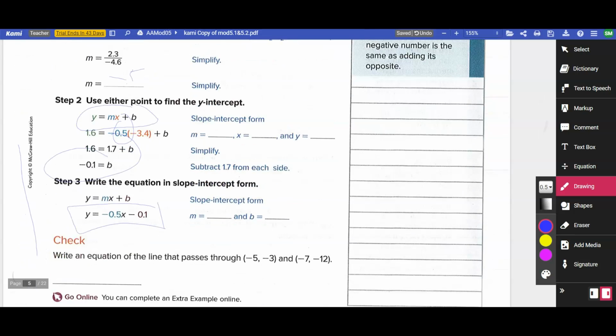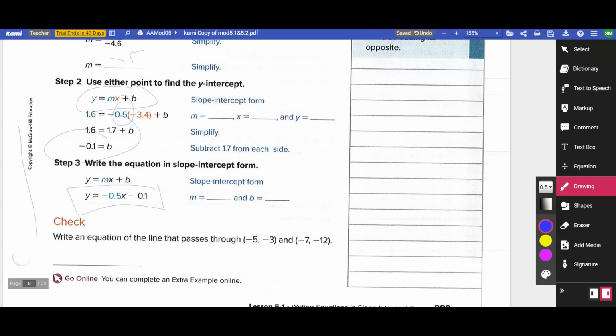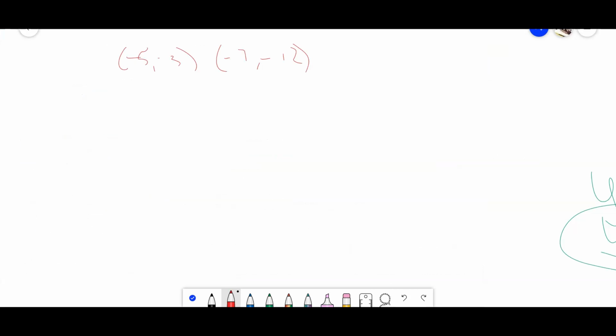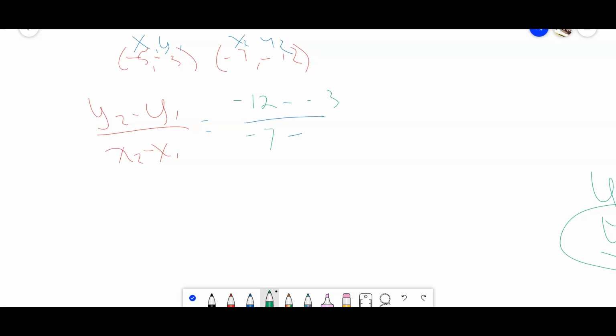Okay, so right now I want you to go ahead and do the check. I'll start you off over here on the side. Here are the ordered pairs, negative 5, negative 3, and negative 7, negative 12. I have to do my y sub 2 minus y sub 1 over x sub 2 minus x sub 1. Here's my x1, y1, x sub 2, y sub 2. First ordered pair that I see, second ordered pair that I see. Here's my formula. Put in what I know. I know y sub 2 is a negative 12 minus y sub 1 is a negative 3. X sub 2 is a negative 7 minus x sub 1 is a negative 5.